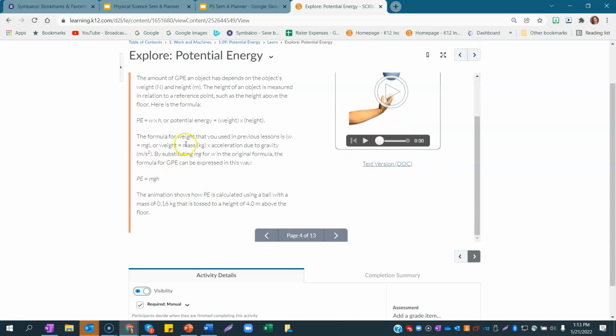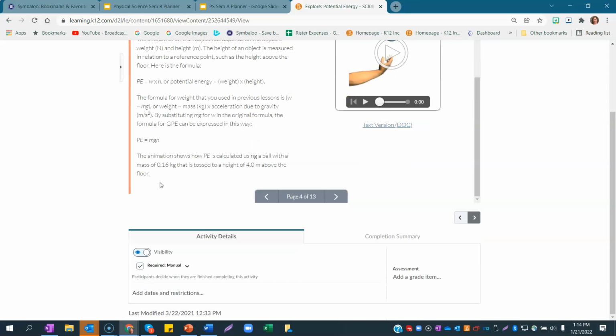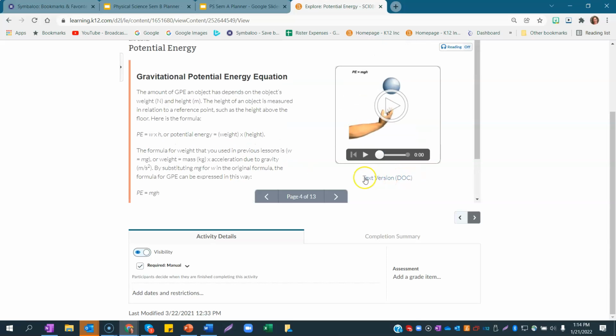The formula for weight that you used in previous lessons is W equals mg, or weight is equal to the mass, which is in kilograms, times acceleration due to gravity, which is meters per second squared. So by substituting mg for W in the original formula, the formula for GPE can be expressed in this way. PE equals mgh. The animation shows how PE is calculated using a ball with a mass of 0.16 kilograms that is tossed to a height of 4.0 meters above the floor.